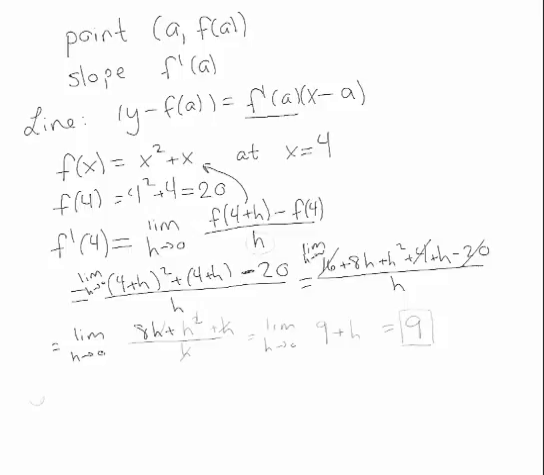So now the equation of my tangent line is going to be y minus the y value is equal to my slope times x minus my x value.